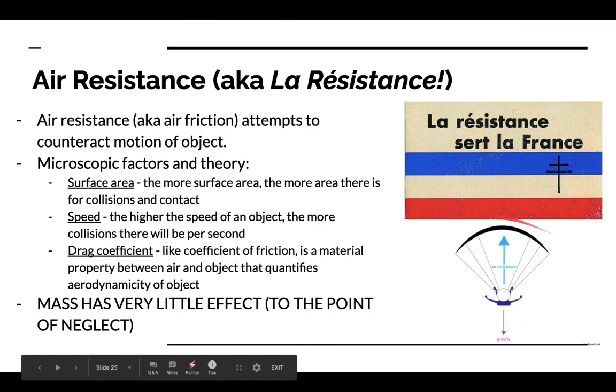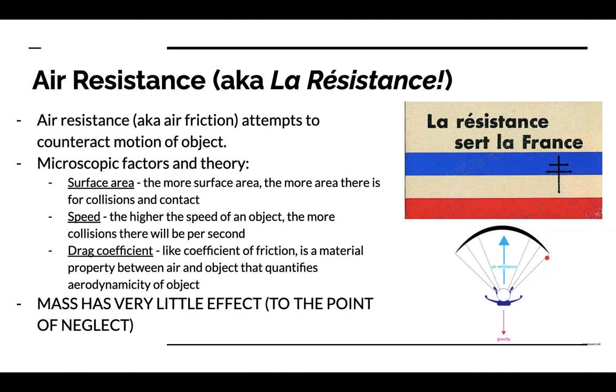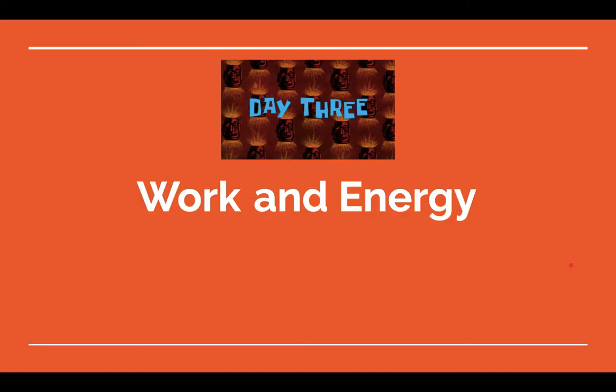Now again, here's an example. A person with a bigger parachute will have more collisions happening per second, and thus more air resistance acting to slow them down. Thus, bigger parachutes tend to be more effective in keeping people safe. And that is our review for day 2.